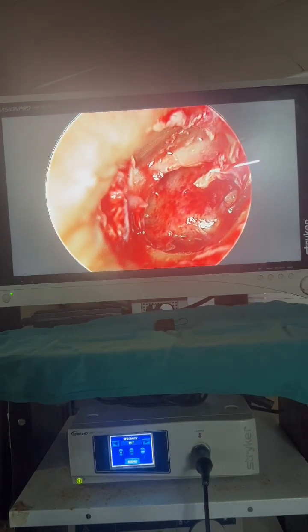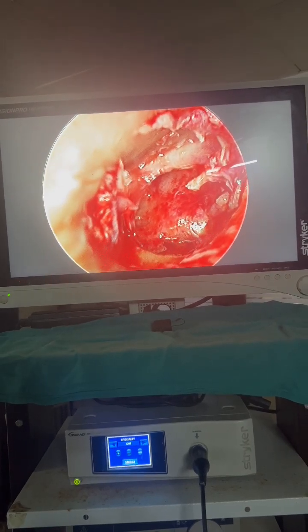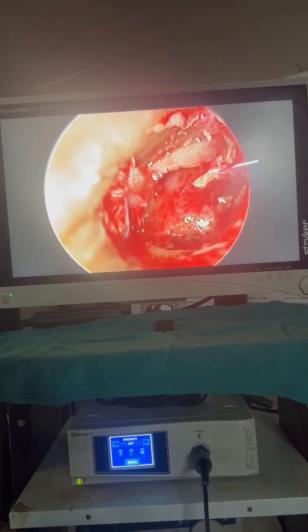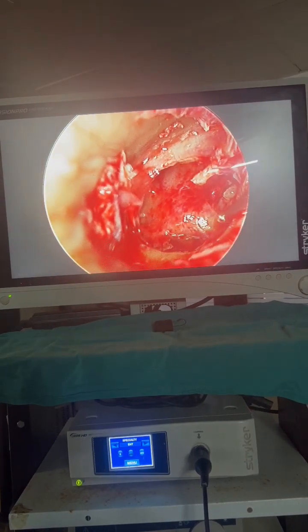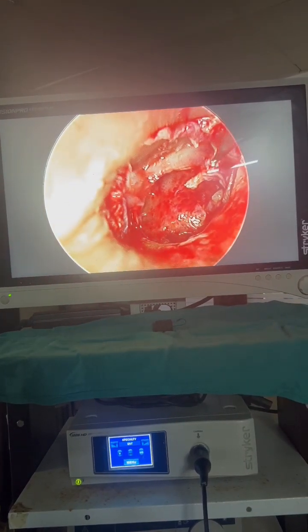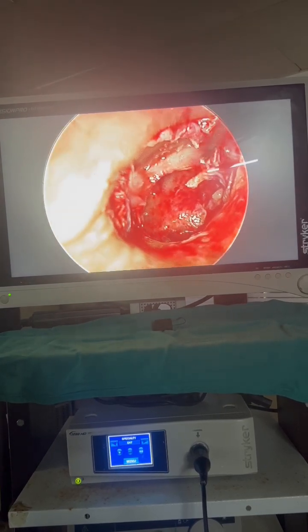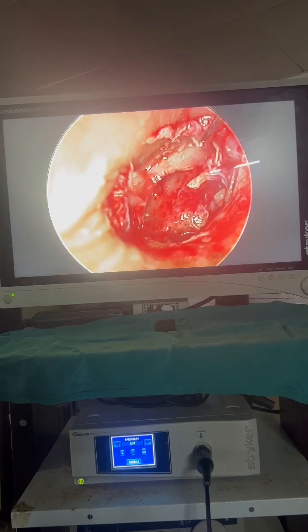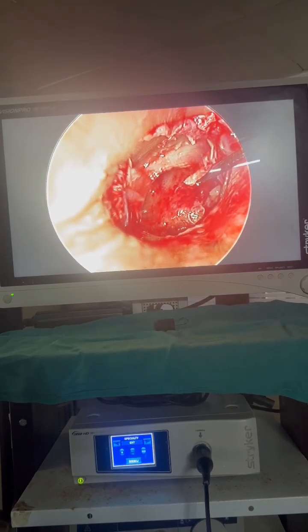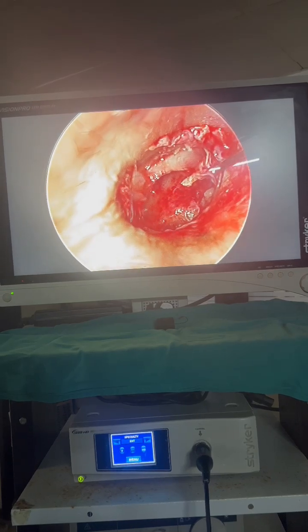On the posterior wall, you can see this is the pyramidal eminence. In the epitympanum is the fossa incudis, which is on the posterior wall, and hidden by this bone on the posterior wall is the facial canal. Now, the horizontal facial canal is hidden by this fold. If we elevate this mucosal fold, we'll be able to see the facial canal.